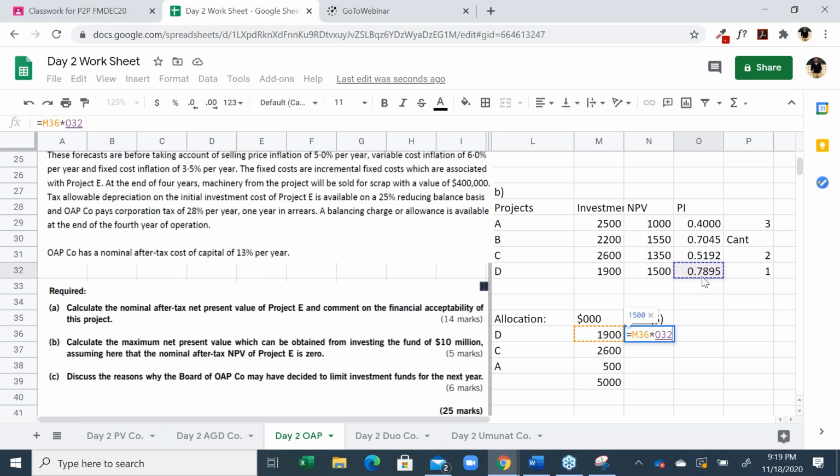Because if we invest $1, we get 0.7895. What if we are investing 1900? How much are we going to get? So we simply need to multiply and we'll get the same 1500 NPV again.